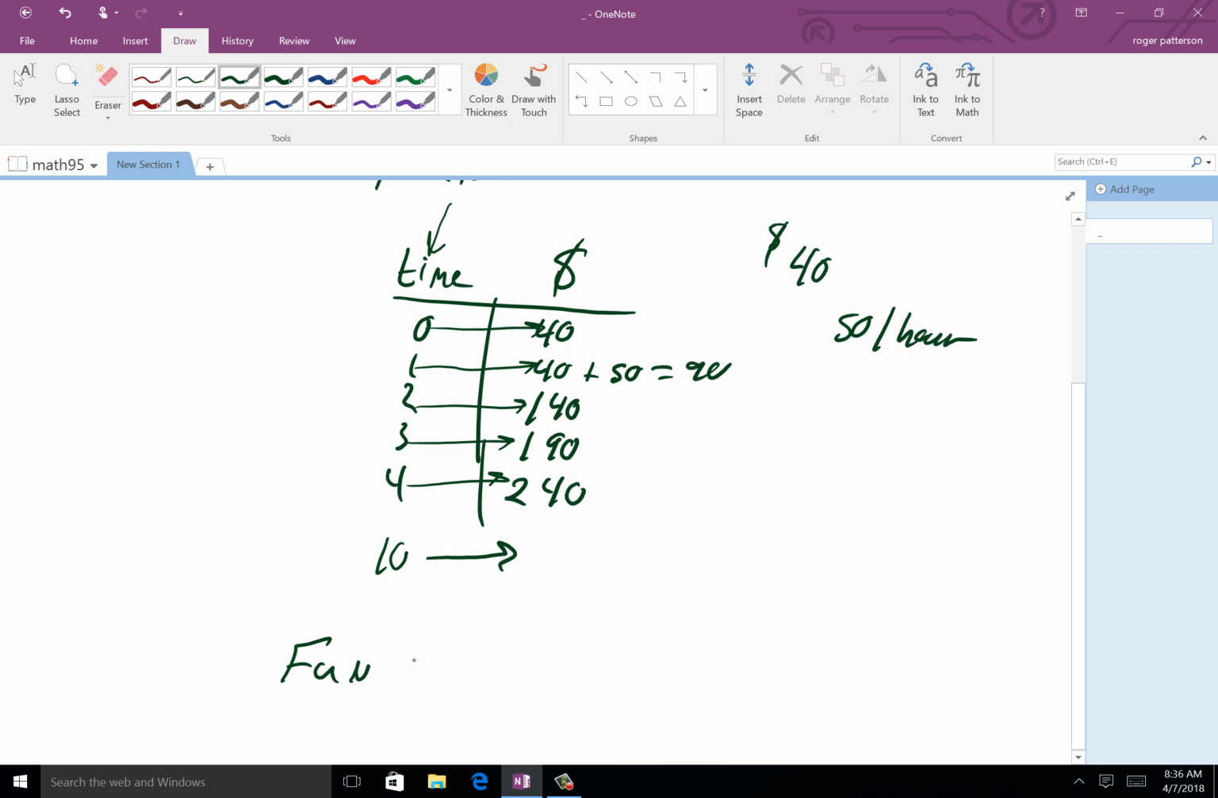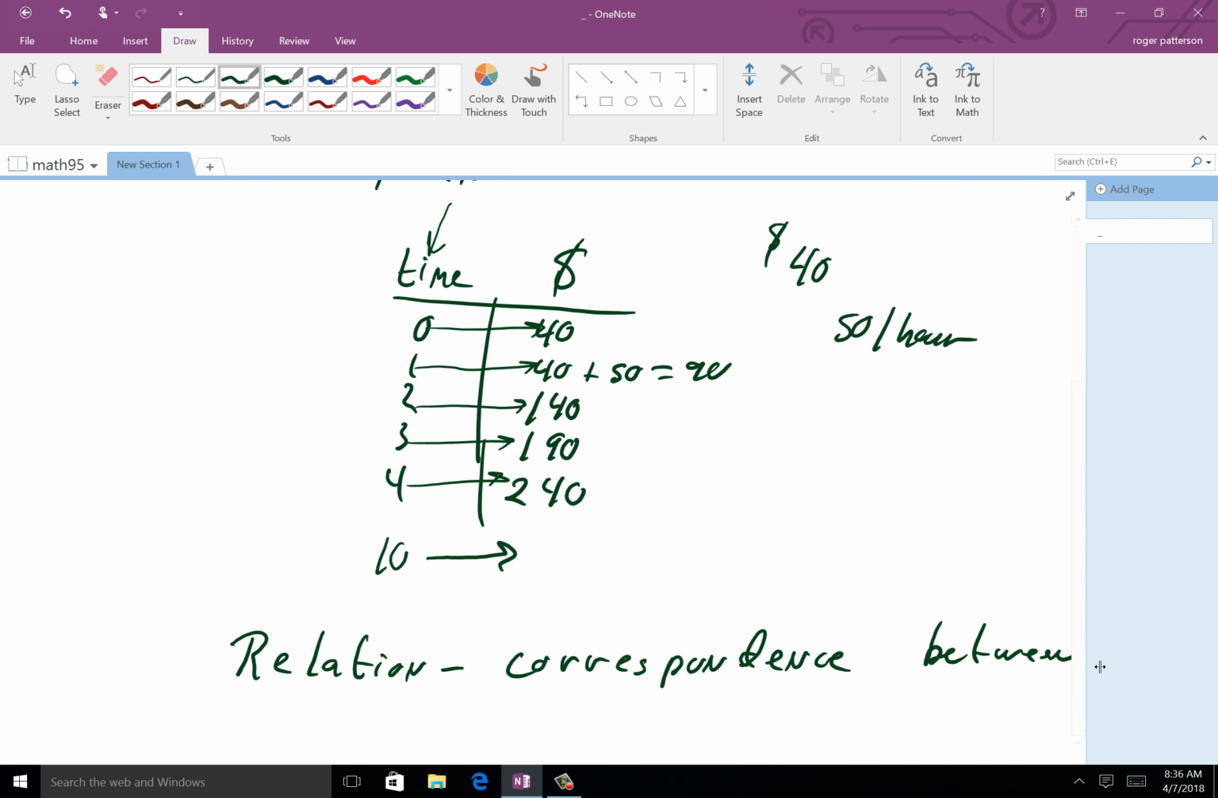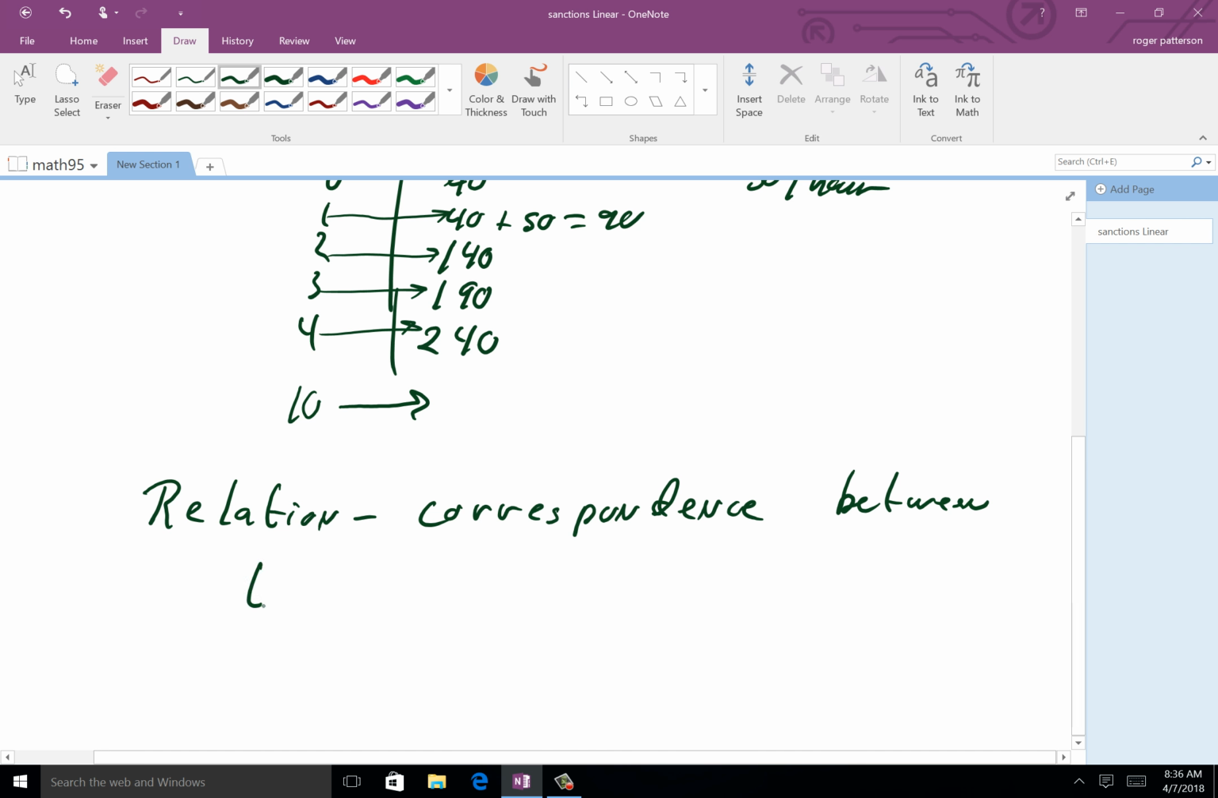So there are actually, let's back up just a second. There's actually two things in mathematics. There's what is called a relation, which is just a correspondence between two quantities like that one. Okay, so there's just this correspondence between two things. All right, but a function is a special relation.